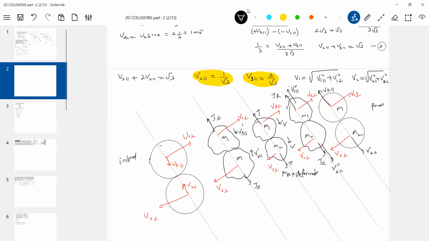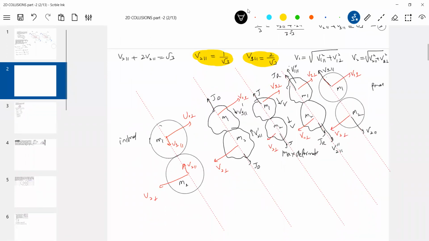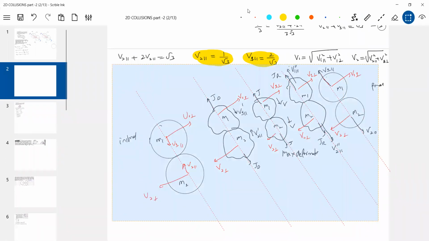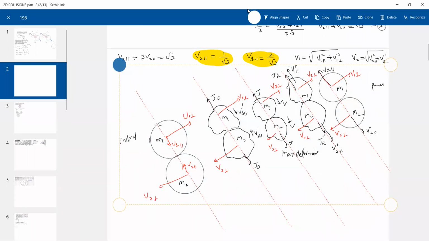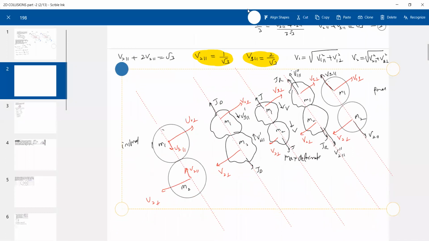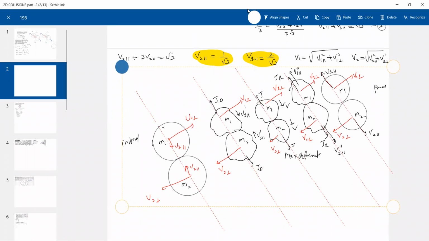The maximum deformation will occur here only, where they have a common velocity. So for that, what should we do? Apply conservation of linear momentum. Diagram okay? I'll try to shift it down a little bit. Oh, no, not possible.